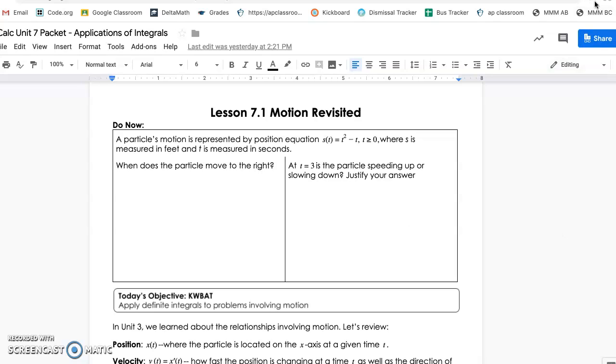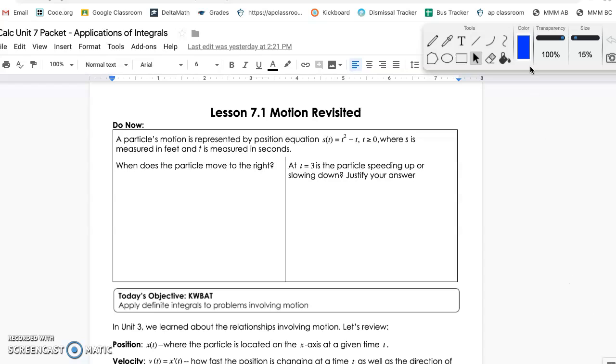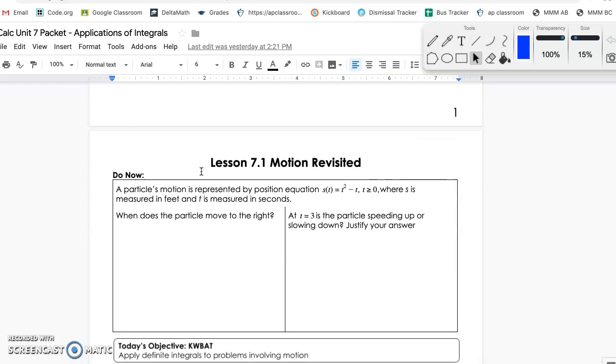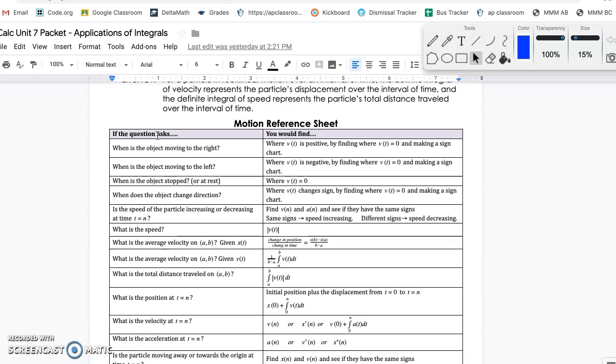Alright, so let's go over this. It's talking about a particle in motion, here's the position equation, and it's asking when does the particle move to the right. So we know that the particle is going to move to the right when v of t, or velocity, is positive. And if you didn't remember that, you can scroll up to this reference sheet on the inside cover, and it has it right here.